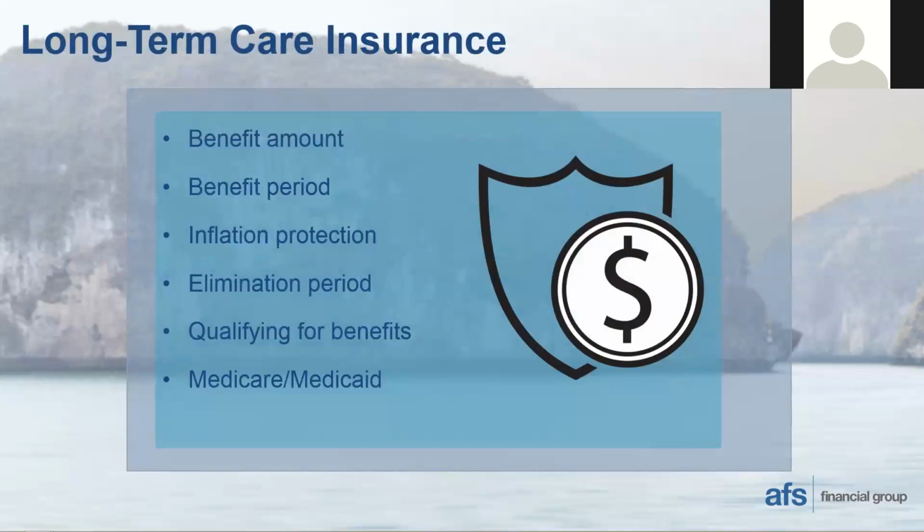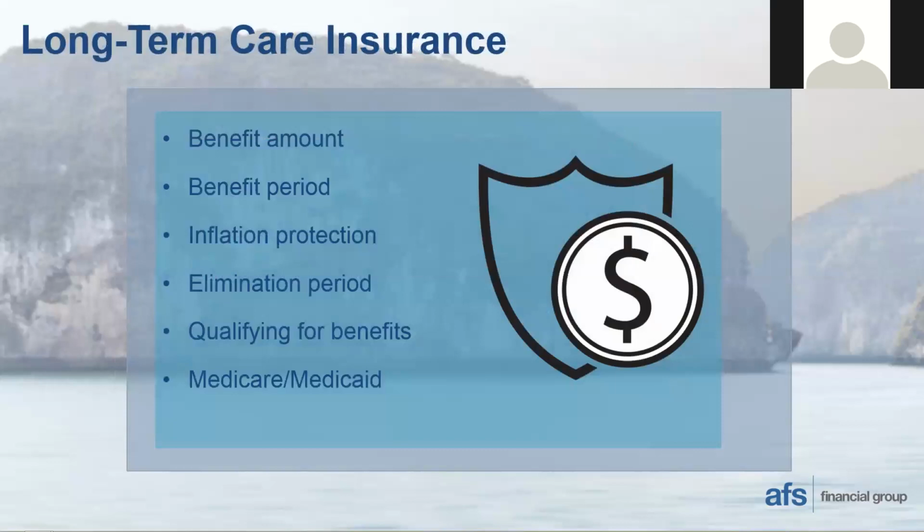Another key component is the elimination period. Think of that as kind of like the deductible, where you can get a policy with a 0-day elimination period. So if you go on claim, you need care, the policy kicks in at day 1. But a lot of times folks will get a 30-day or 60-day, or probably the most common is a 90-day elimination period.